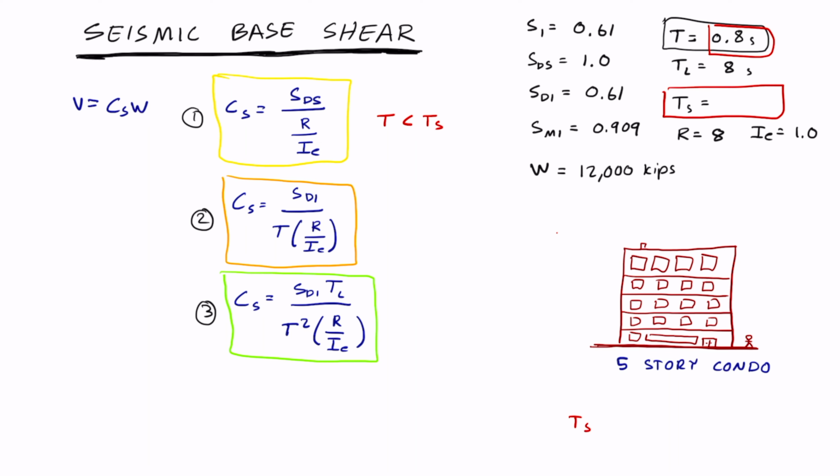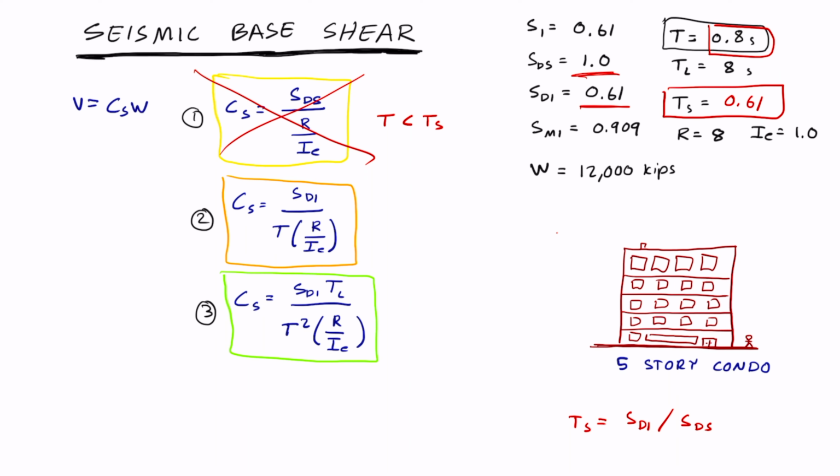Basically, TS equals SD1 divided by SDS. So we have SD1 and we have SDS. For this example, TS is 0.61. Okay, so we need to check: is T less than TS? 0.8 is bigger than TS. So we're not going to use the first equation.